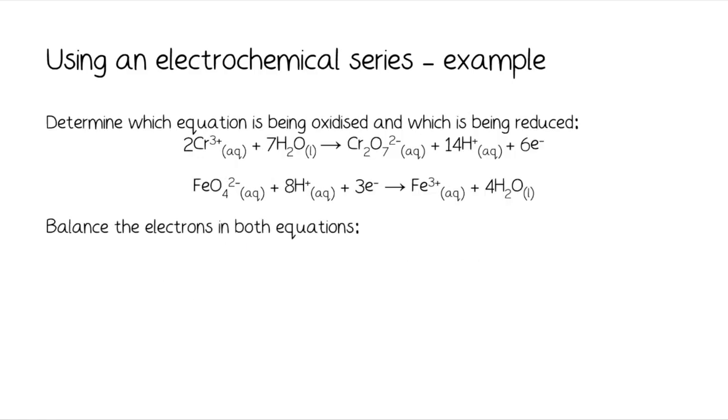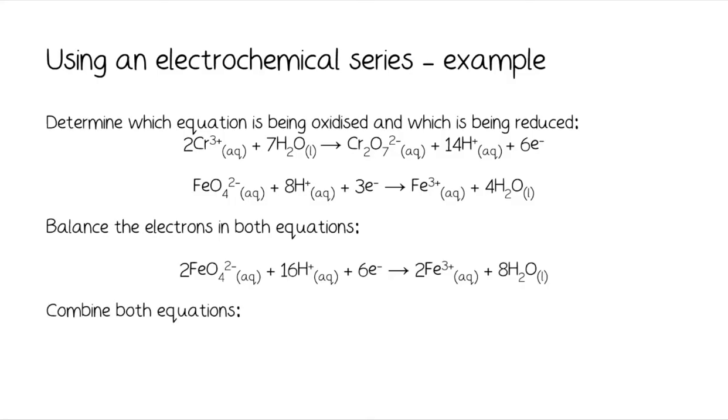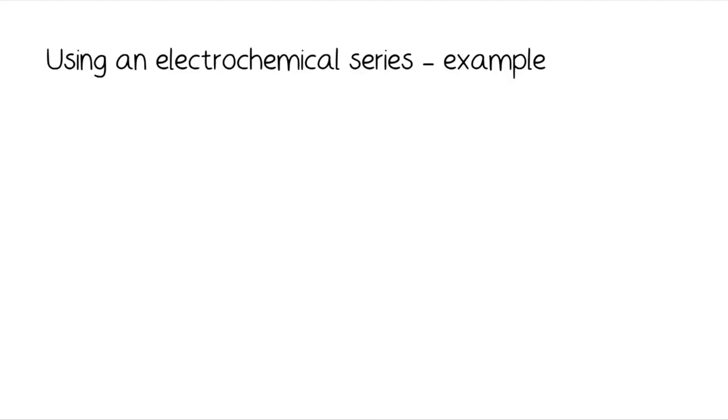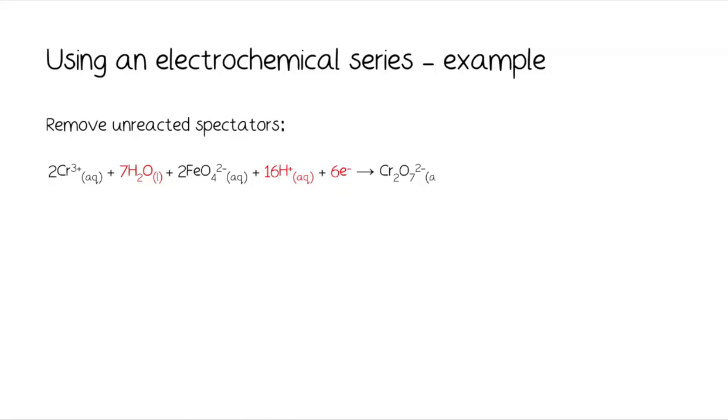So next what we want to do is balance the electrons in both equations. So we've got 6 electrons here and 3 here, so it would make sense to times this whole thing by 2. So we get 2 times that whole equation, and then all you do is combine both equations, which gives you this very, very lovely long line. And then what we do is we remove all the unreacted stuff. So here's our lovely long equation, and I've highlighted everything in red that needs adjusting. And then we're left with this.